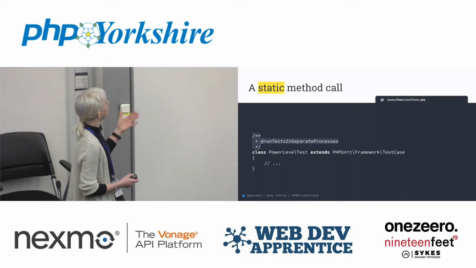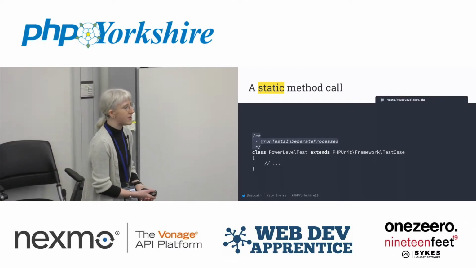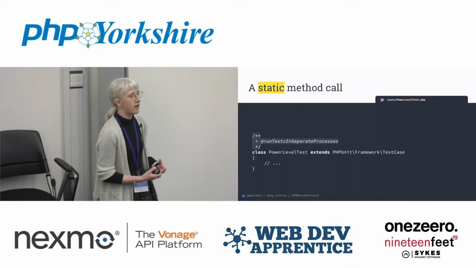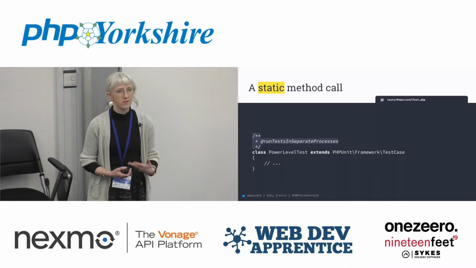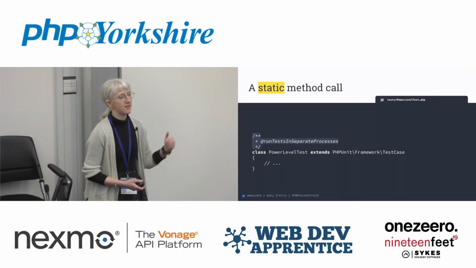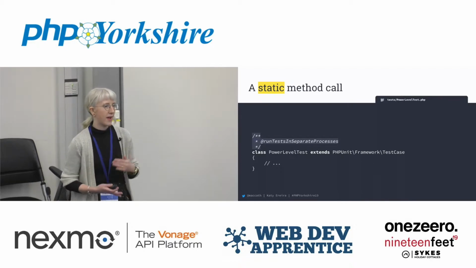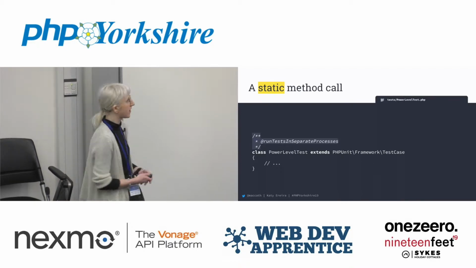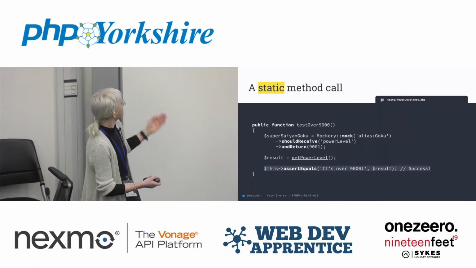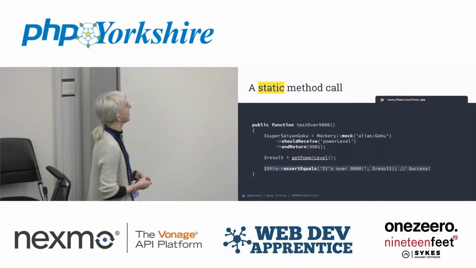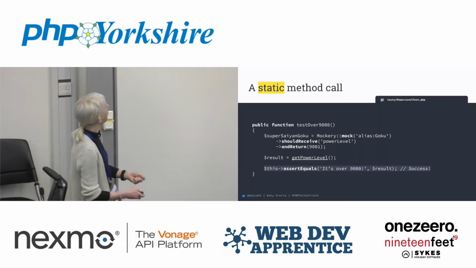And this is our run test in separate process annotation. PHPUnit has a series of annotations that you can use with your tests to specify the behavior of some of your tests. By putting this annotation before the definition of your test class, it will run each of the tests in a separate process. This does slow down your testing, but these are the sacrifices we have to make in order to get legacy code tested. And now we have our Super Saiyan Goku, and he's returning a power level of over 9,000. We should indeed assert equals, it's over 9,000, and yay, it works.